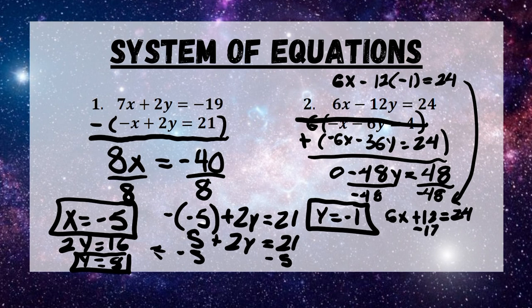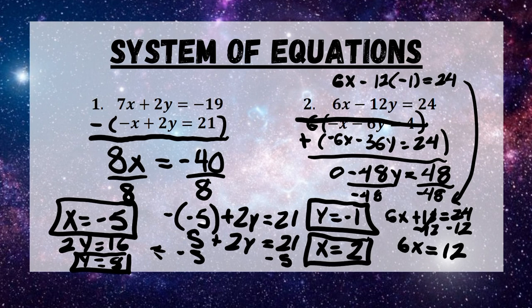To get x by itself, first we're going to subtract 12 on both sides and get 6x equals 12. Last, we're going to divide each side by 6, and we end up with x equals 2. And we find the ordered pair 2, negative 1 as our answer for number 2.